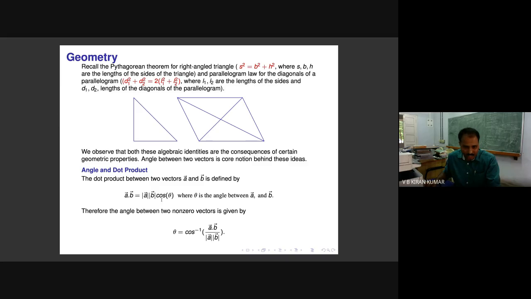Okay. Now with this identity, look at this identity. You can retrieve theta back. If A and B are non-zero, theta is cosine inverse of this. That means you can obtain theta provided you know the dot product. So this is the connection between dot product and angle. So the angle between two non-zero vectors can be obtained provided you know the dot product between those vectors. So that is one important observation.